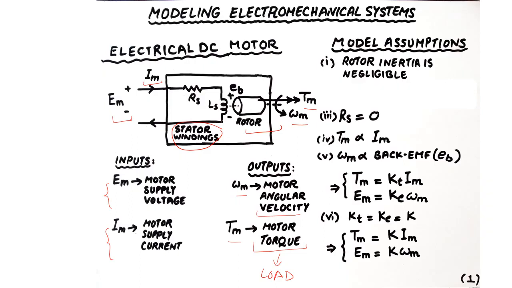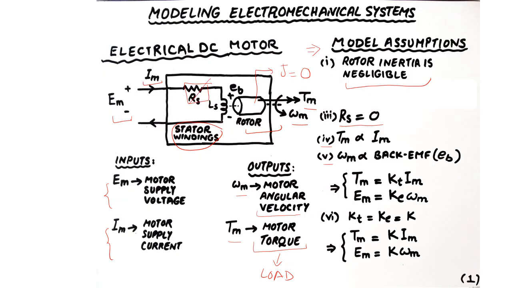Furthermore, we are going to make some simplified assumptions for the remainder of our discussion. First of all, the motor inertia is deemed negligible. In other words, we're saying that the inertia of the cylindrical part that is used to model the rotor is zero. Secondly, we shall assume that the stator winding has negligible resistance, hence RS is equal to zero.